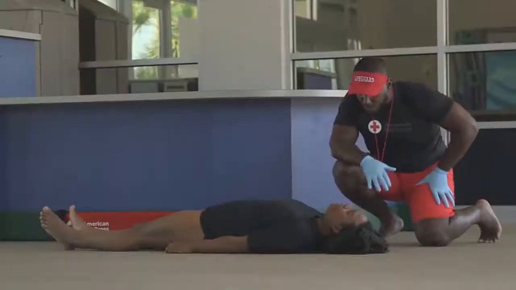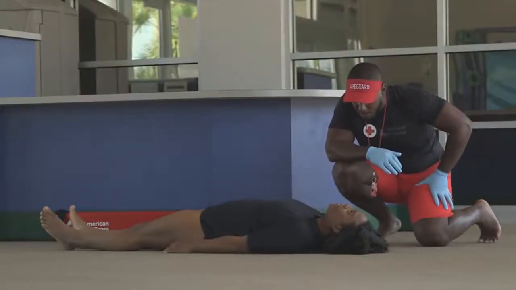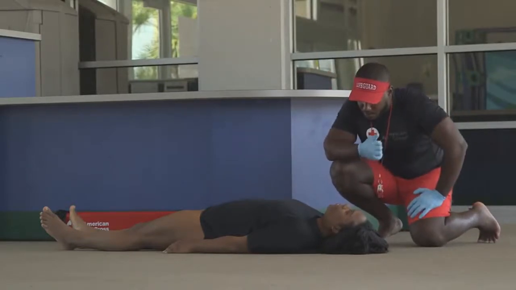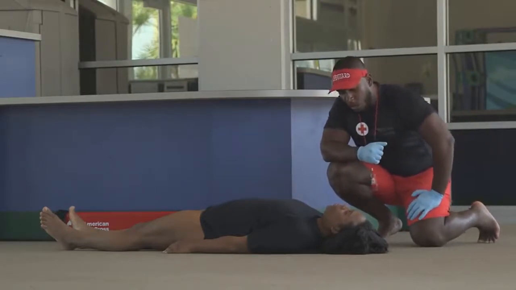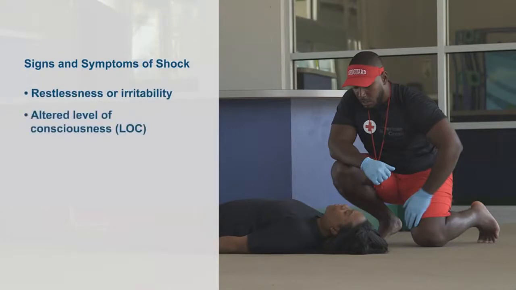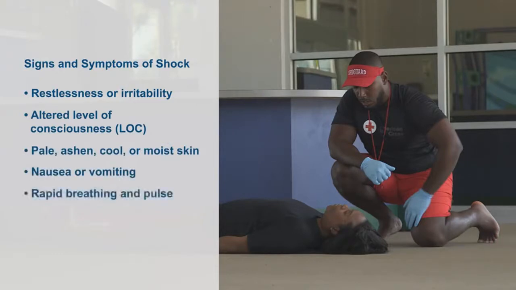Any serious injury or illness can result in shock, which is a life-threatening condition in which the circulatory system fails to deliver enough oxygen-rich blood to the body's tissues and organs. Signs and symptoms of shock include restlessness or irritability, altered level of consciousness or LOC, pale, ashen, cool, or moist skin, nausea or vomiting, rapid breathing and pulse, and excessive thirst.